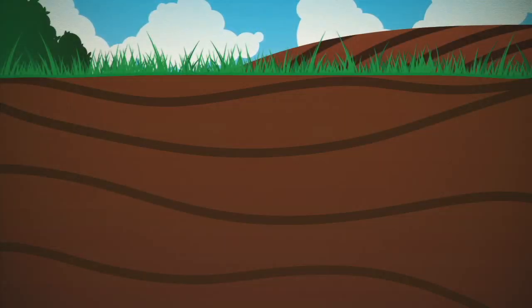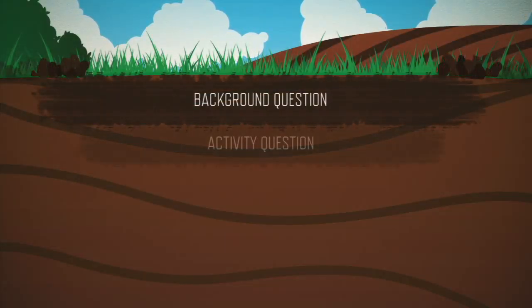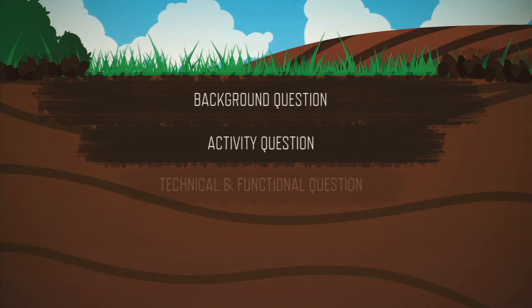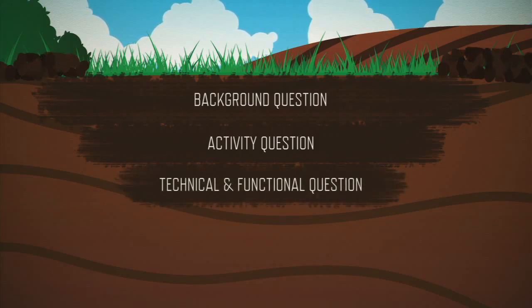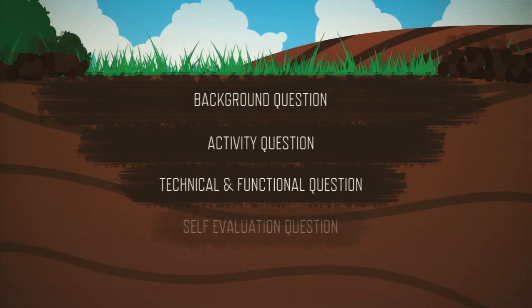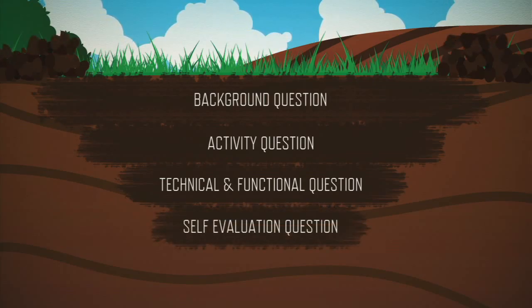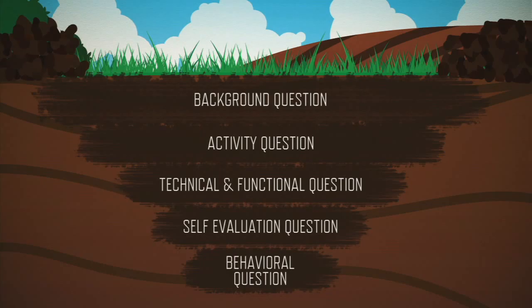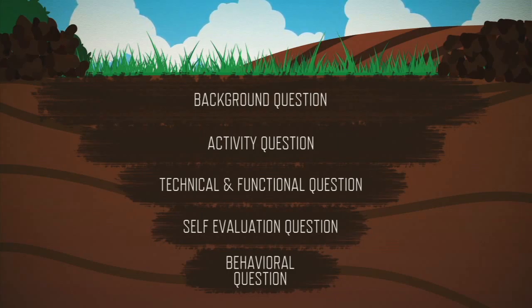A highly effective approach is to begin with background and activity questions, followed by technical and functional questions regarding the candidate's experience. As you dig a little deeper, the self-evaluation and hypothetical questions will produce more meaningful information, all of which will bring you to the behavioral questions, where you will attain the richest, most predictive information. In the following example, you'll see the interviewer utilizing 3 types of these questions.